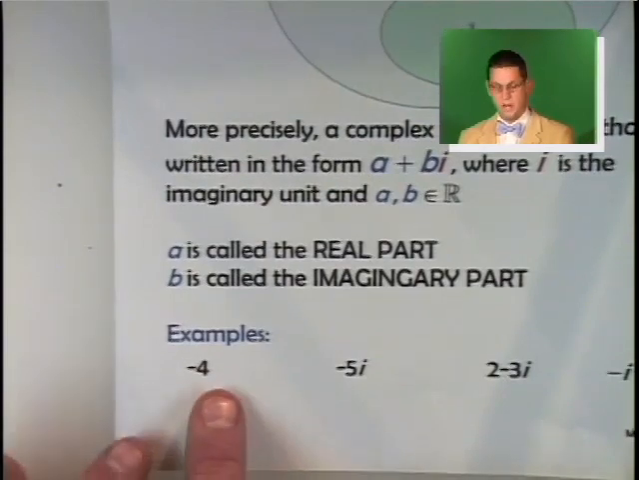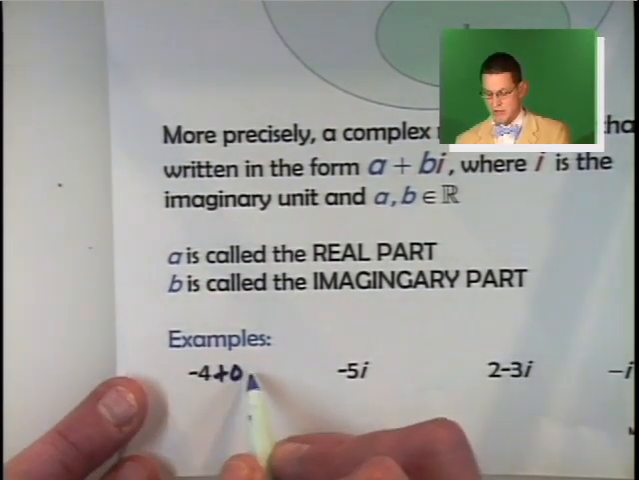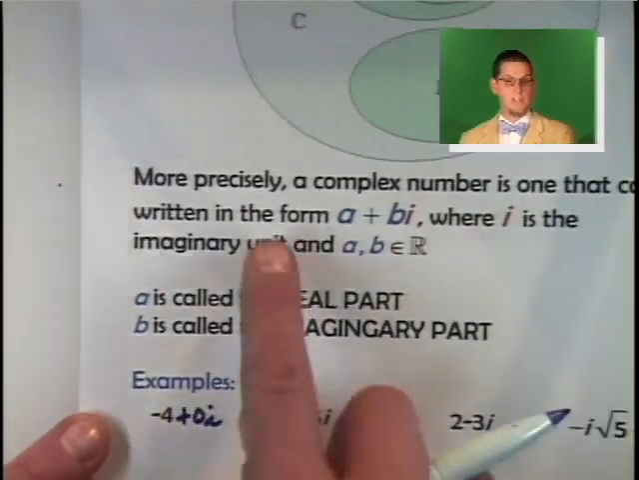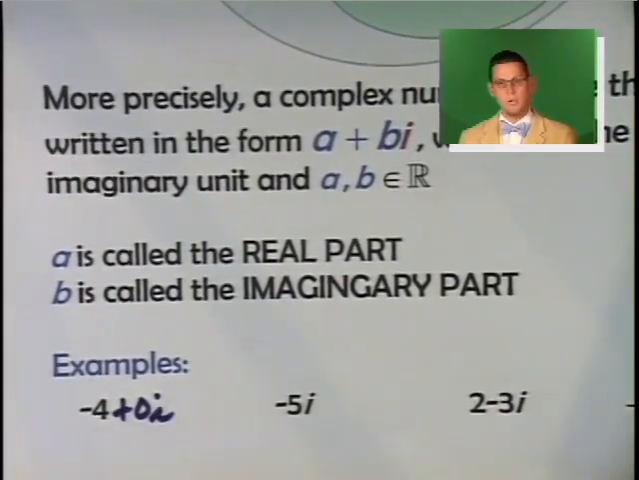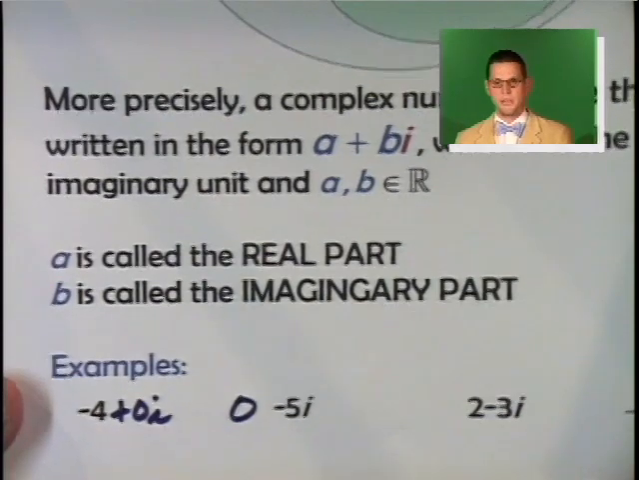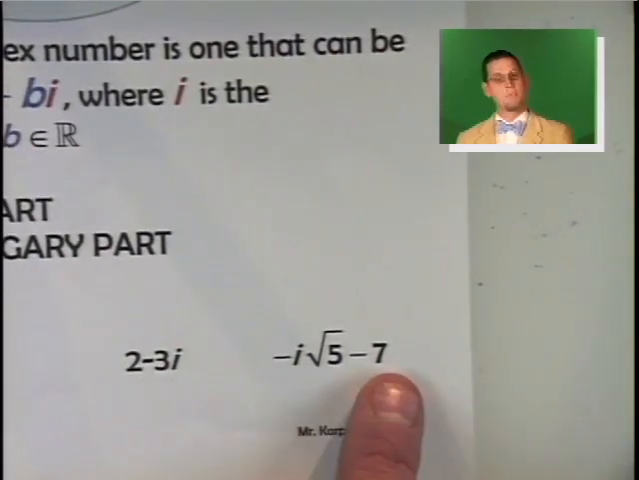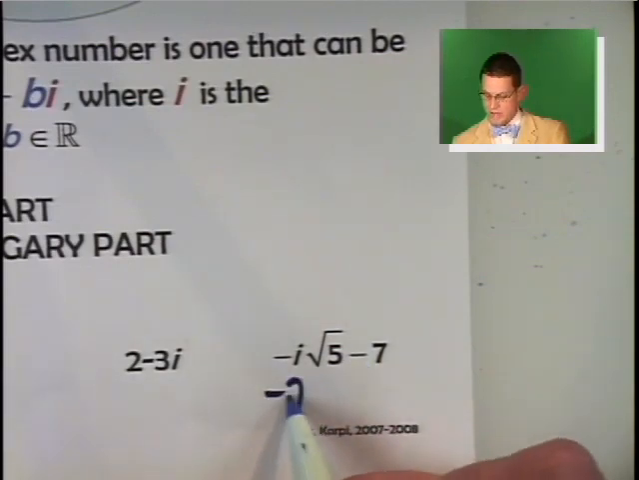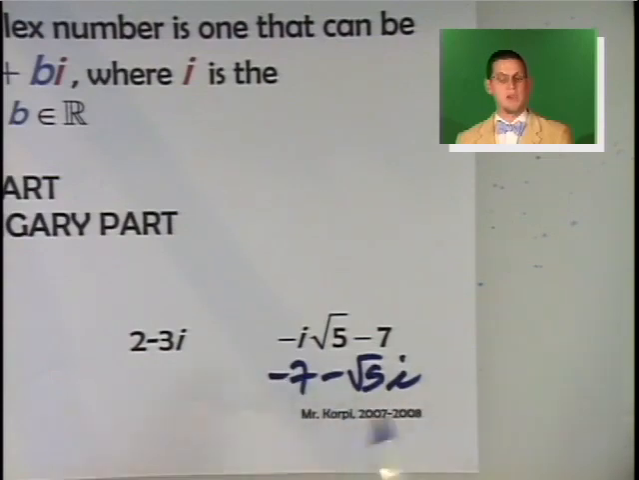So for example, the number negative 4. That's an integer, it's a real number, it's also a rational number, but since I can say plus 0i at the back, I can write it as a plus bi, so it's complex. Negative 5i, that's a strictly imaginary number, but since I can write it as 0 plus negative 5i, it's also complex. And 2 minus 3i, well that is a complex number. 2 is the real part, 3 is the imaginary part. And this one here I have written a little bit backwards, but just by rewriting it, negative 7 minus the square root of 5i, I've written it in a plus bi format. So that's also a complex number.